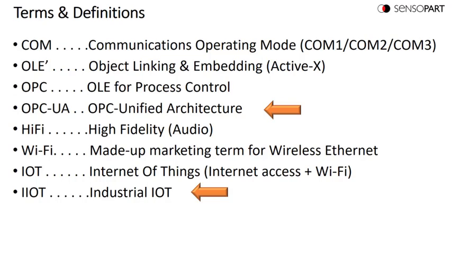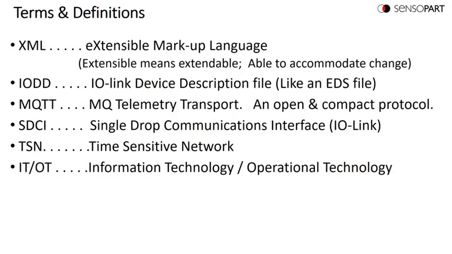IoT, the Internet of Things, is just connecting your doorbell and refrigerator to the internet, but the industrial Internet of Things is connecting your sensors to the cloud or to a local server. This is the last page of definitions. Some key ones are the IO device description file, the configuration file for your IO-Link sensor, like a GSD file for Profinet or an EDS file for Ethernet IP.